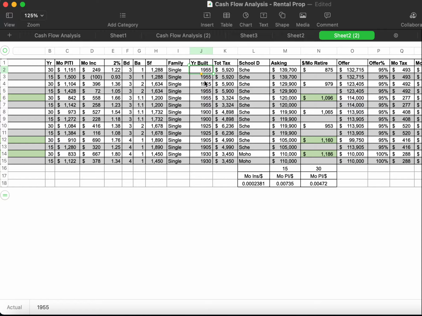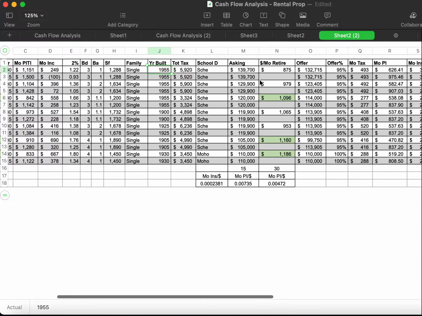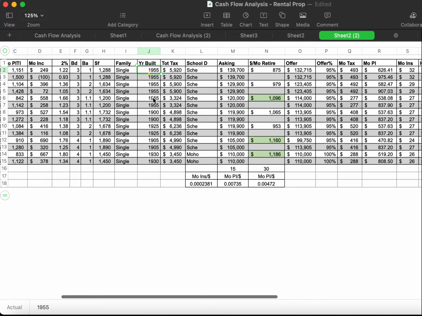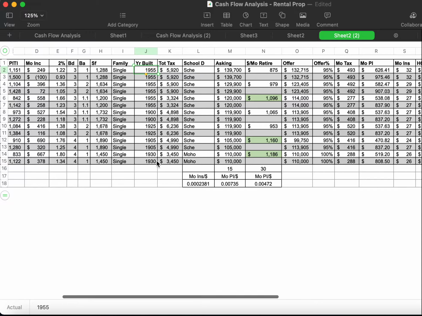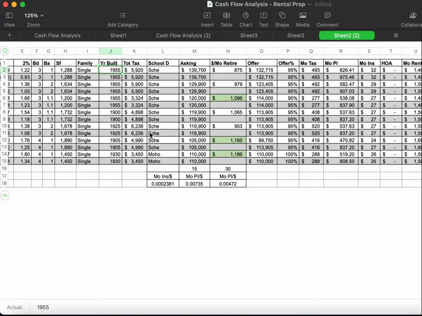And some of these are cut and paste that didn't really matter. It was approximately the same year, but some of these I've actually researched and put the actual year in here. Properties I've been looking at in the area that I live in are pretty old. I'm up in the northeast part of the country.